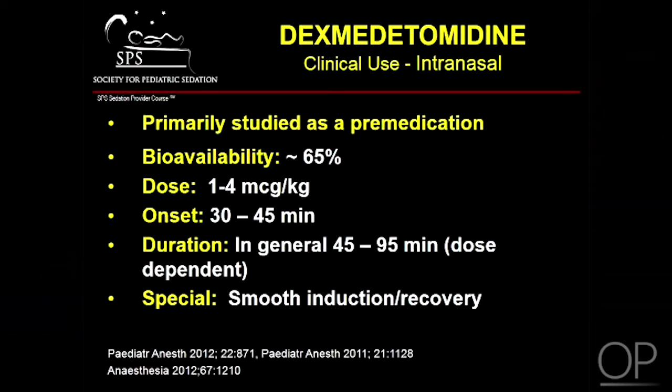Dexmedetomidine can be given by other routes as well. One of the more common routes is intranasal. When given intranasally, dexmedetomidine's bioavailability is approximately 65%. While it is often tolerated reasonably well and makes a smooth induction and recovery, its onset of action may be prolonged, sometimes taking up to 45 minutes, and the duration of the effect may be longer than 1.5 hours.